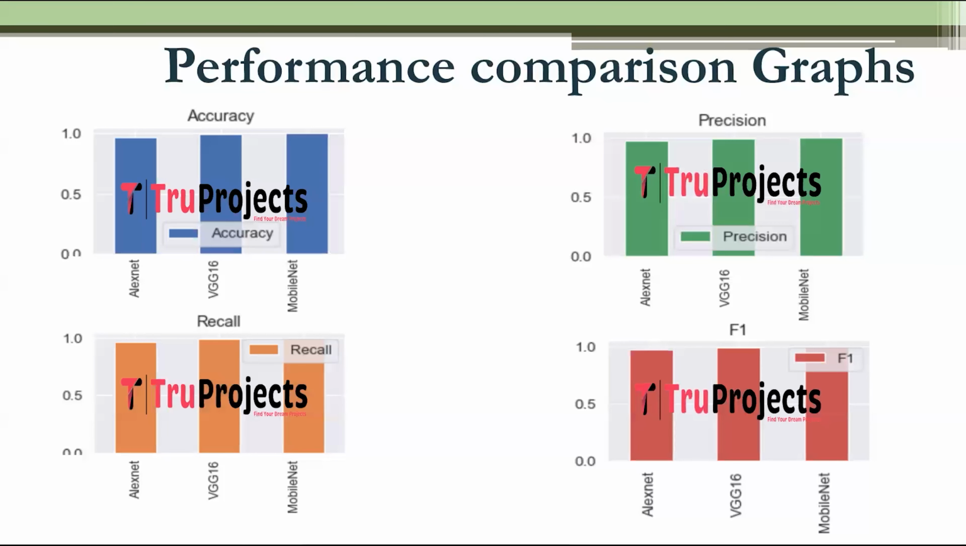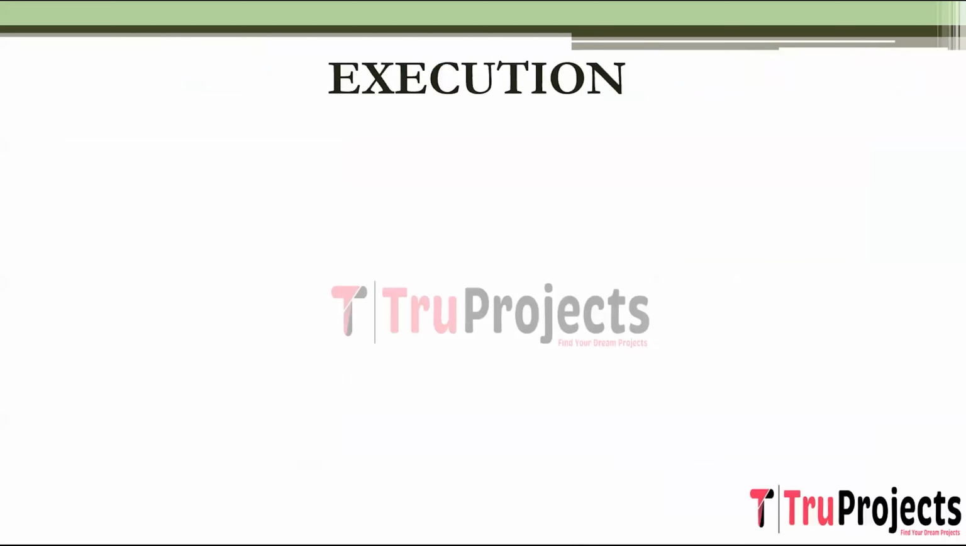F1 score is the harmonic mean of precision and recall, offering a balanced measure that considers both false positives and false negatives, making it suitable for imbalanced datasets. The algorithm which performs well among all these metrics will be used for final prediction. So here among all the algorithms, MobileNet is performing well, so it is used for final prediction.